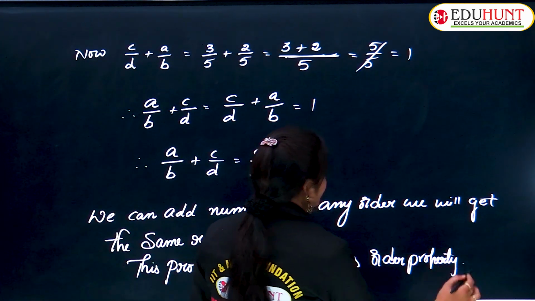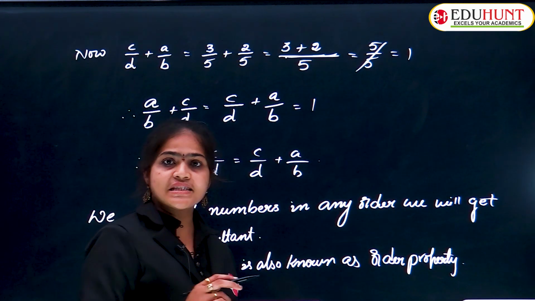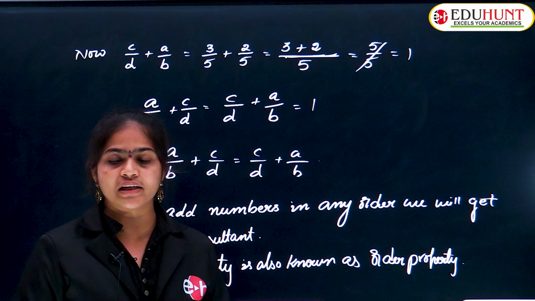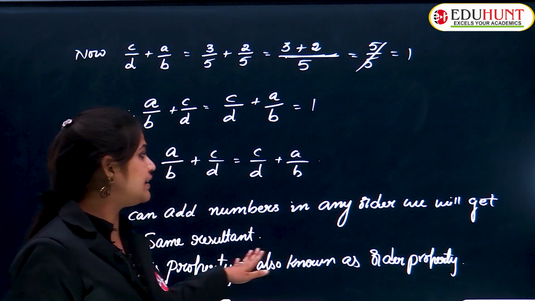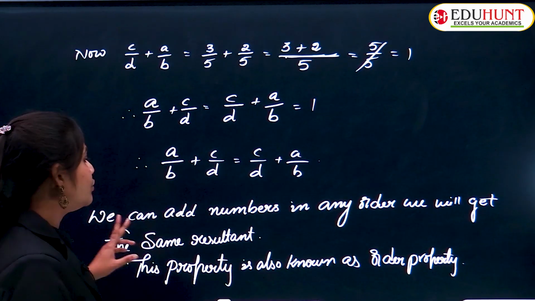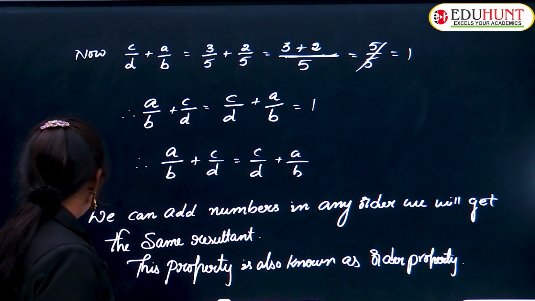Why is this property also known as order property? Because if you add two numbers in any order, if you change the order, we will still get the same resultant only. There is no change in the resultant. You will get the same answer. That's why you can add any two numbers in any order, and this property is also known as order property.